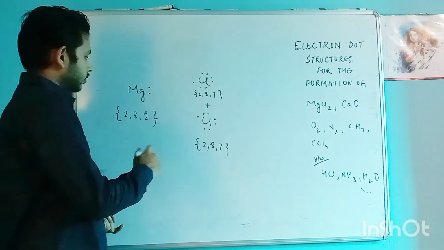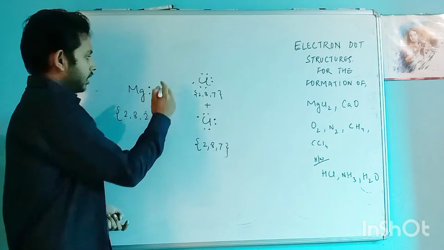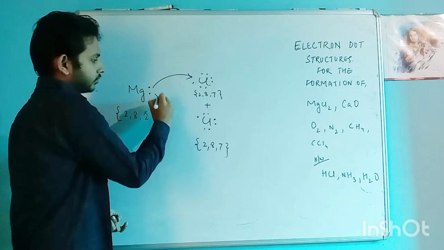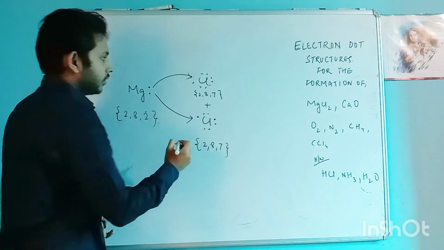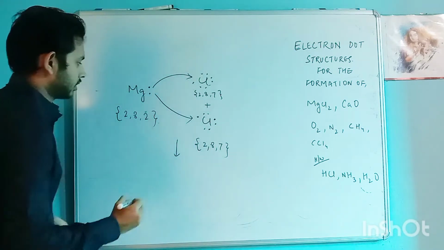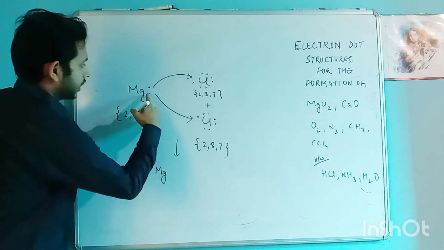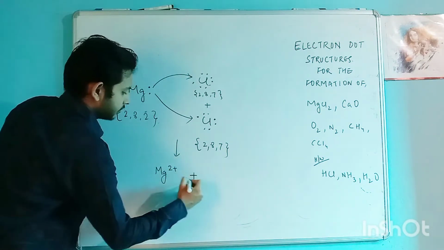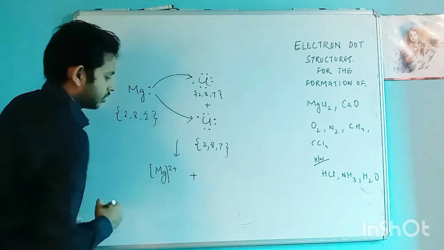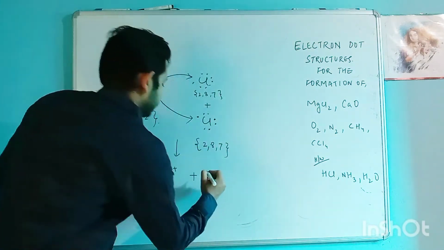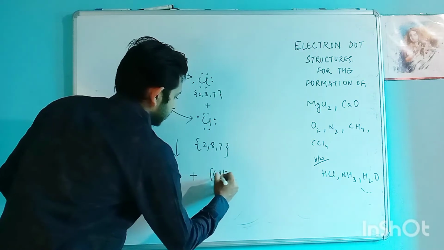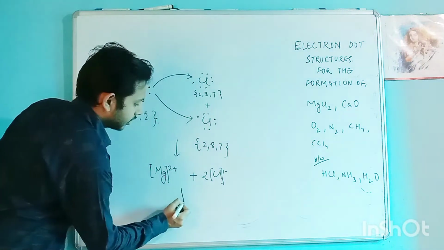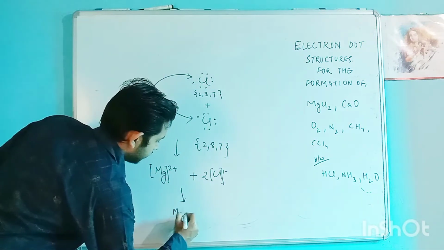Okay. So what will magnesium do? It will transfer 1 electron to each chlorine atom, and there will be the formation of, since it has lost 2 electrons, to become stable it will become magnesium 2 plus, and chlorine 1 minus. There are 2 chlorines, so we will write like this. So this will become MgCl2.